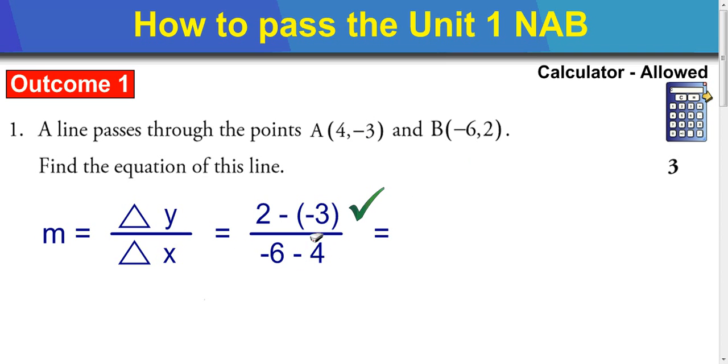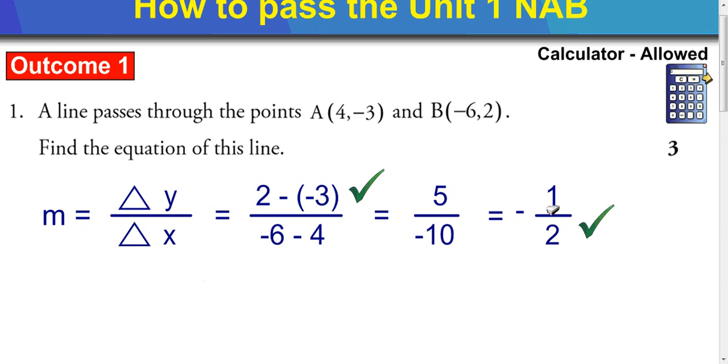If we can do this calculation, we'll get another mark. So 2 subtract -3 is the same as 2 add 3, which is 5, and -6 take away 4. It's starting at -6 and going backwards 4, so we get to -10. And that cancels down to -1/2 for your second mark. So we've worked out our gradient.